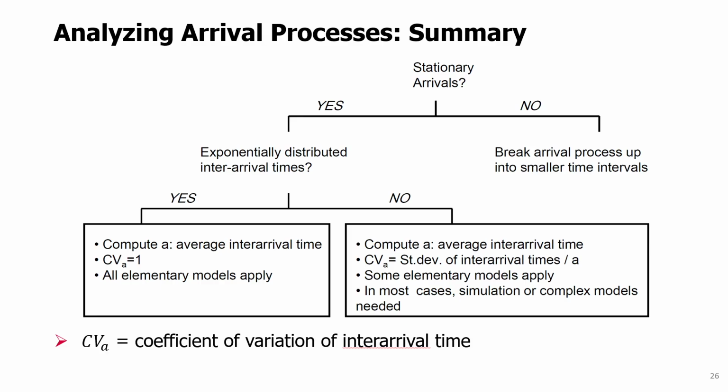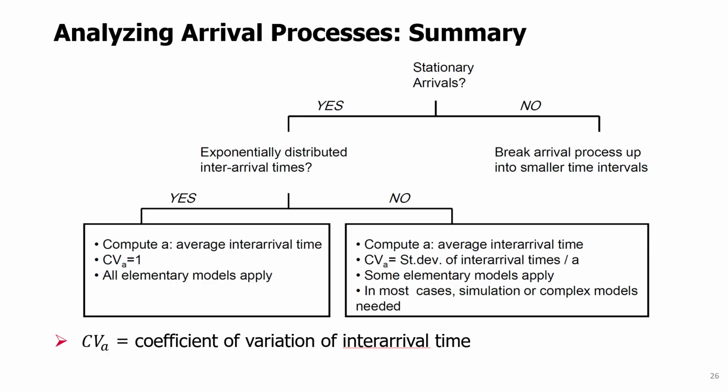Analyzing the arrival process, a summary. So what we did, we tried to analyze the arrival process and decide whether the data that we have tell us that the process is stationary or not, and then if the inter-arrival times are exponentially distributed or not. So what is the decision tree? What do we have to do here?